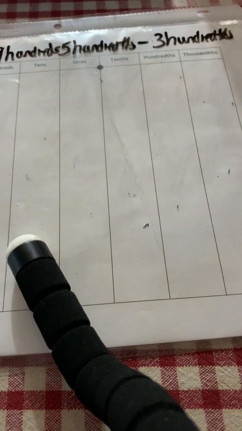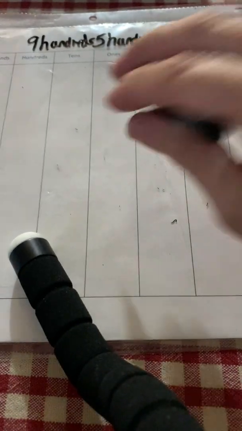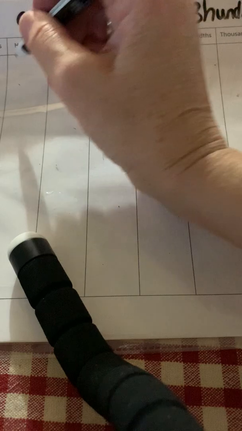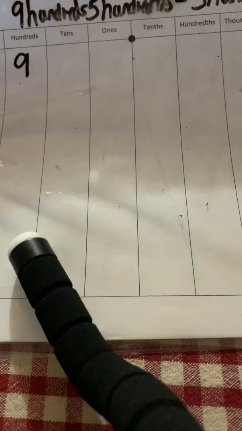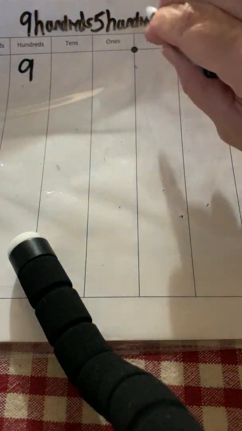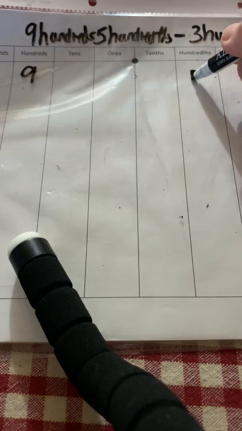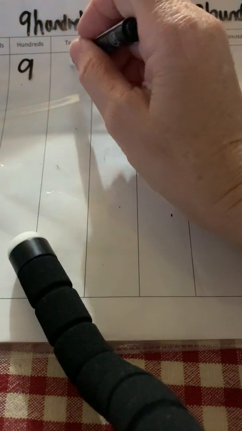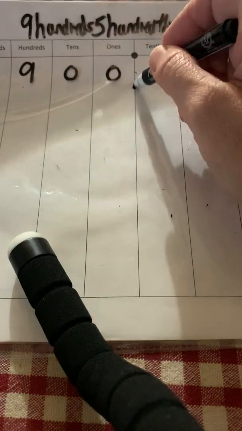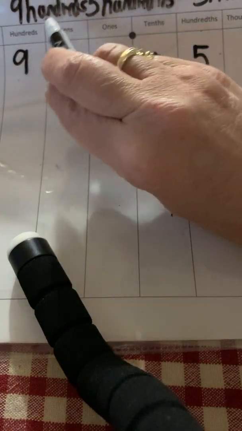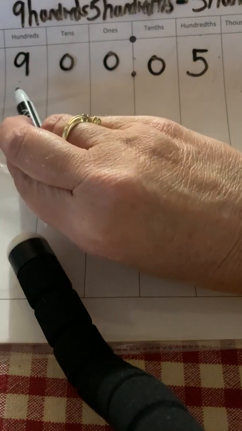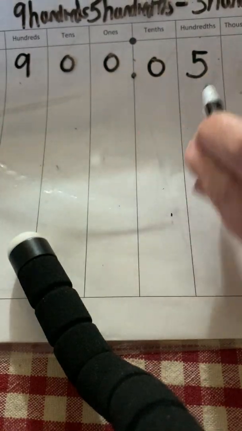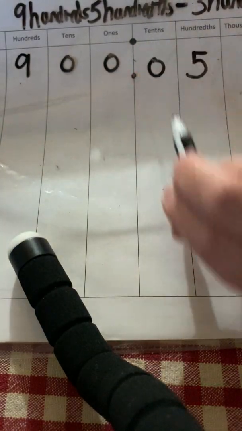First step, we change our unit form to standard form. So I see I have 9 hundreds in this number. So I'm going to put a 9 in my hundreds column. I have 5 thousandths. I'm going to put a 5 here. And you guys know, in these blank spaces, I'm going to fill them in with zeros. 9 hundreds, 5 thousandths is written this way. 905 thousandths. Sorry, I meant thousandths.